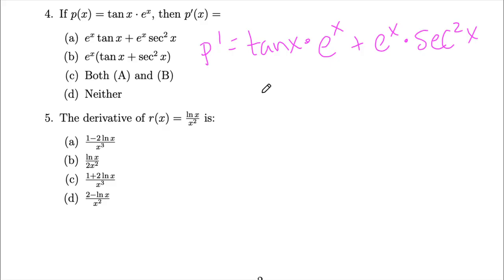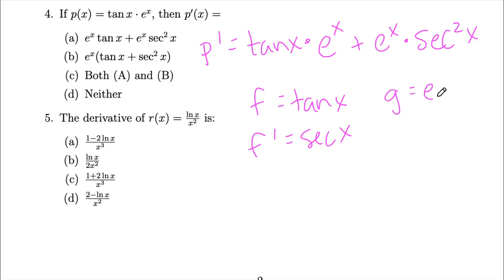So what that would look like is I would write f equals tangent of x, f prime equals secant squared of x, g equals e to the x, g prime equals e to the x. And then you would just plug it into the formula. So whatever way works for you. Okay, but either way, we would end up getting p prime here up at the top. And then from here, we're just going to go ahead and simplify this.